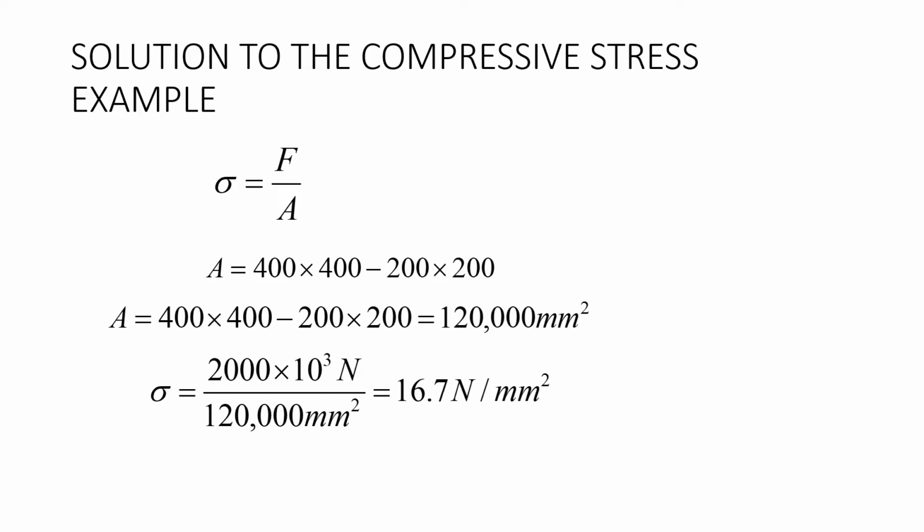So as we said, stress is equal to force over area. Area is equal to 400 times 400 outside dimensions minus 200 times 200 inside dimensions. So you've got this area of 120,000 millimeters squared. So you've got sigma, or stress, is equal to force over area is equal to 2,000 times 10 power 3 Newton over 120,000 millimeters squared. We've got 16.7 Newton per meter squared. That is the compressive stress acting on the column.